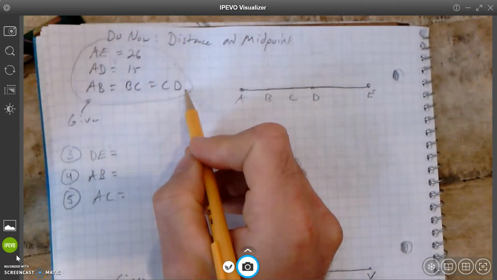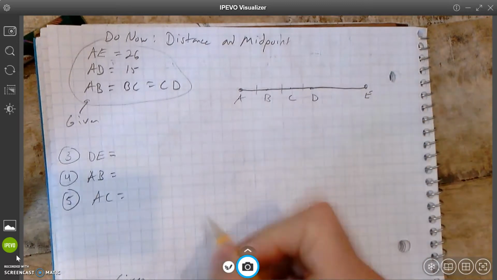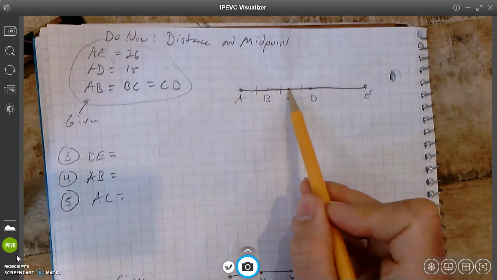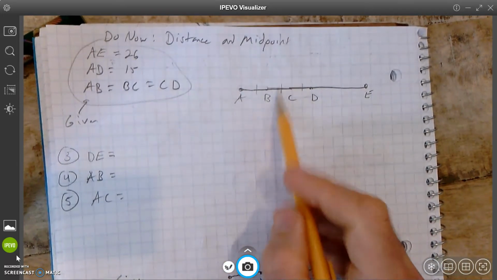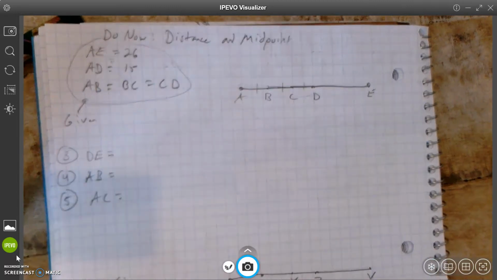So they're all congruent. I can make a little mark here, here, and here if I want, because A to B, B to C, and C to D are all equal. So that means that this length, this length, and this length are all the same, whatever that might be. I might have to figure that out.